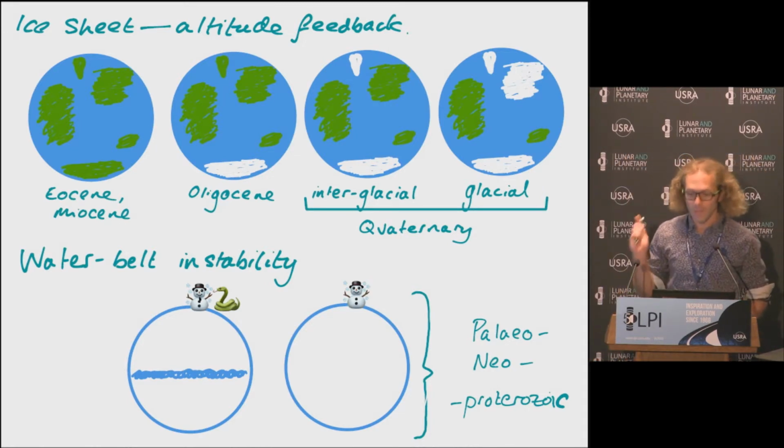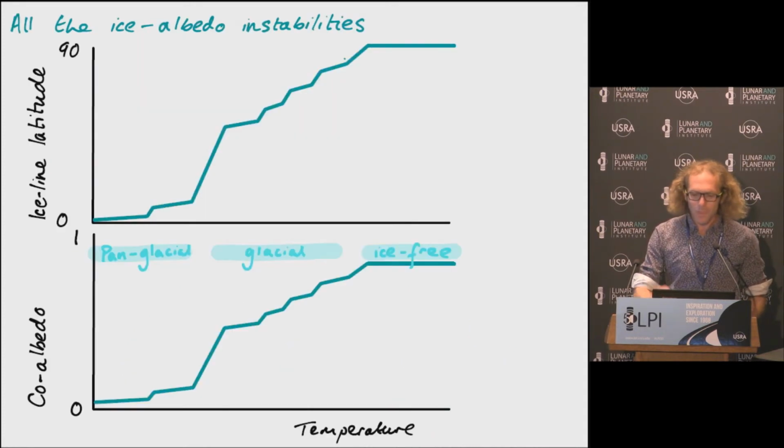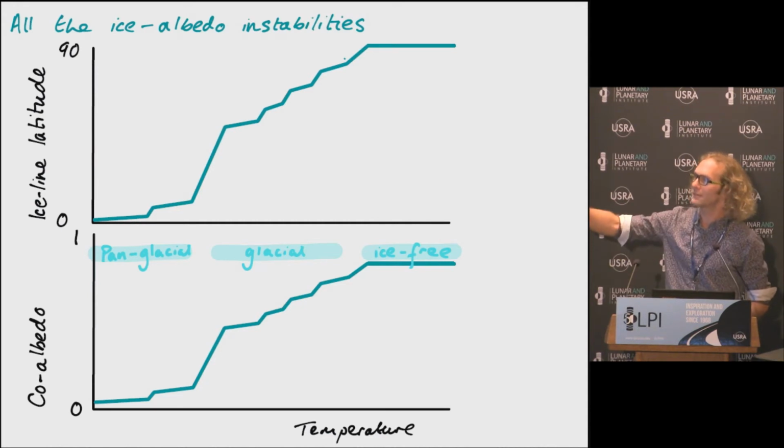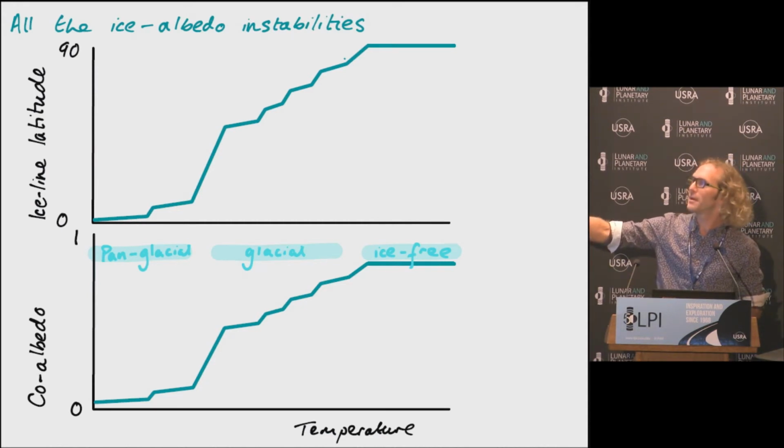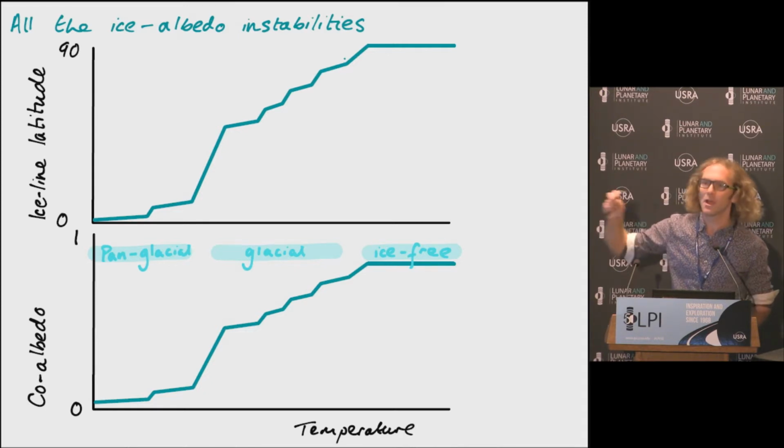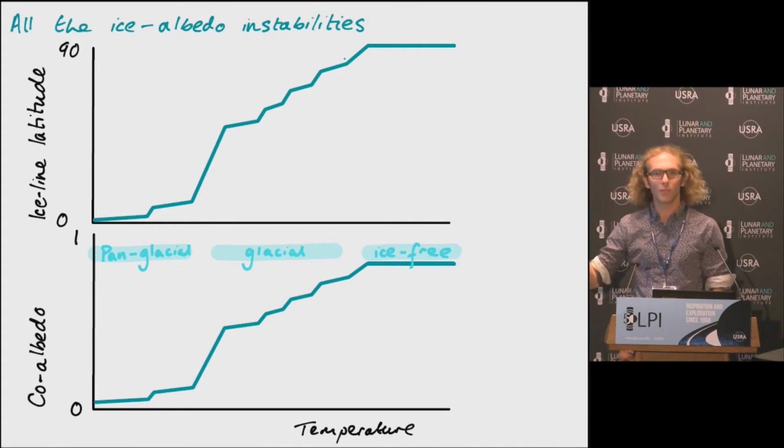For the purpose of the talk, I do not care whether Dorian believes in that today. So what happens if we put them on the same diagram? Well, it gets a lot lumpier. We have transitions in the ice line latitude, which I've just sketched out schematically here with a bunch of little humps on the way.